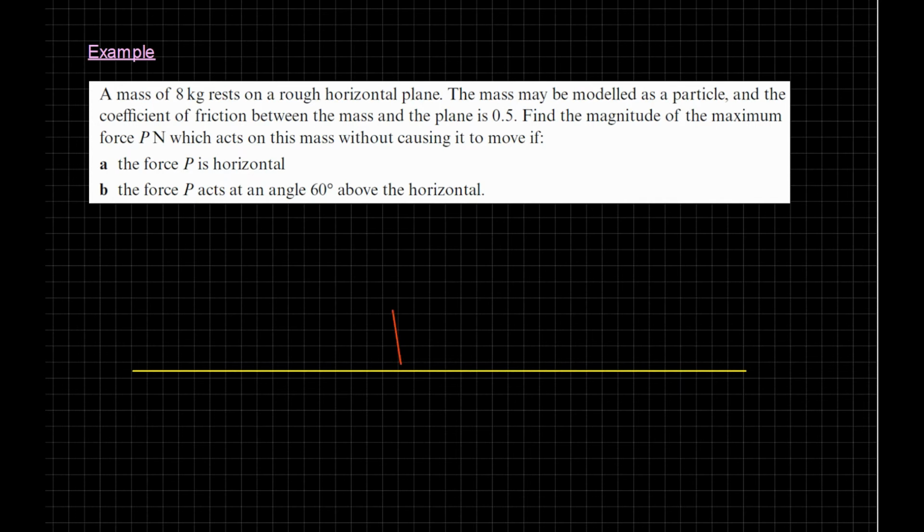I'm going to do a box. So if it's 8 kilograms, we've therefore got, let's just start adding things as soon as we can. 8 kilograms means 8g weight, and because it's on flat ground, the normal's the same, the normal reaction. What else do we know? Mu is 0.5, that's the coefficient of friction for the box and the plane.